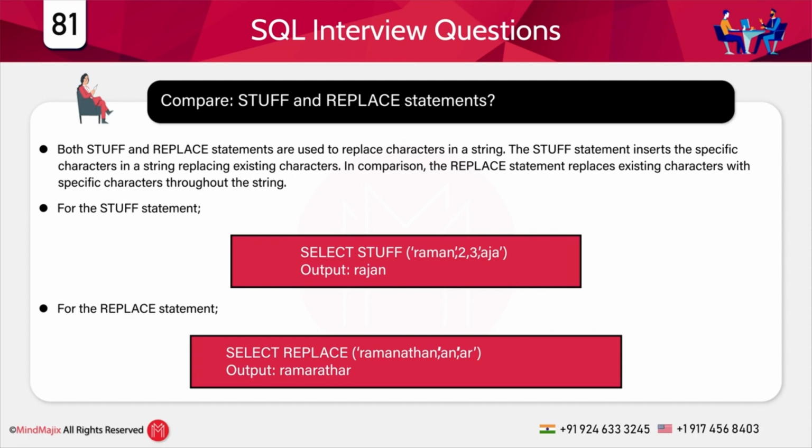And for the replace statement, select replace Ramanathan, AN, and AR. So wherever AN is present in the statement, it will be replaced by AR. Here AN is present on two occasions: in this part, AN, as you can see, and in the end part, AN. So RAM, AR, AT, HAR. I hope you have understood the difference between stuff and replace statement.